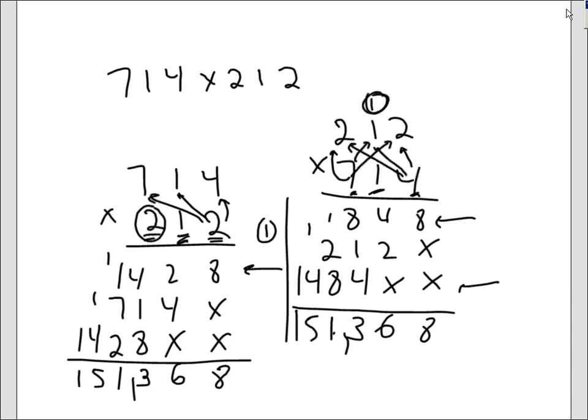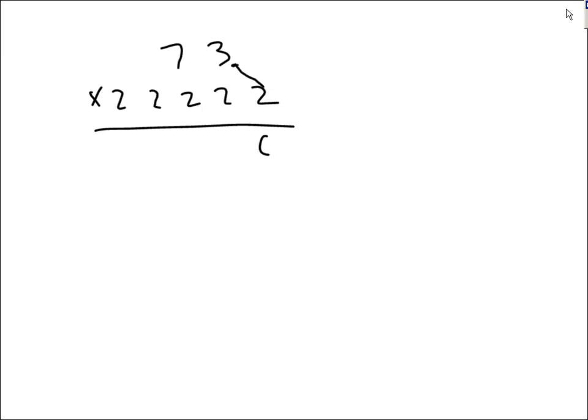In fact, let's do even one more problem. Sometimes you may even want to put the number that has more digits on the bottom. If you needed to multiply 73 times 22222, I would put that number on the bottom. 2 times 3 is 6. 2 times 7 is 14. That took care of that too. 2 times that number is 146. And then 2 spaces. 2 times that number is still 146.